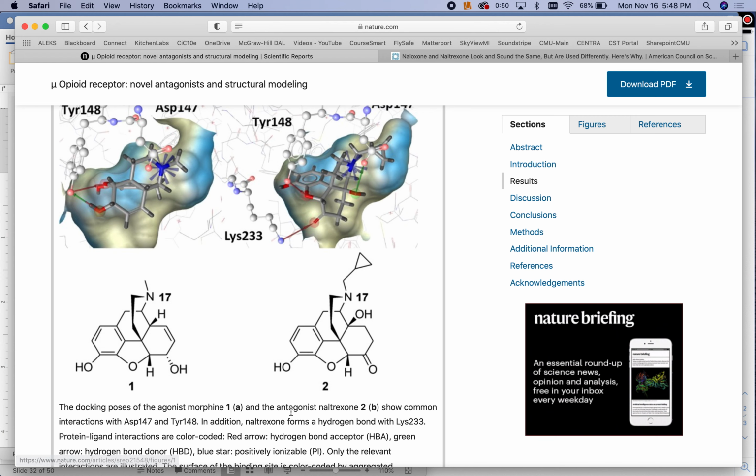What that does is it will bind to the receptor site. So you'll see it binds quite similarly to the actual drug morphine. And it's got a similar structure, again just some different groups here. And that serves a couple purposes.